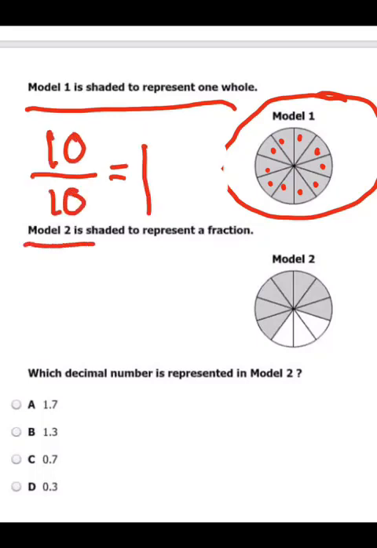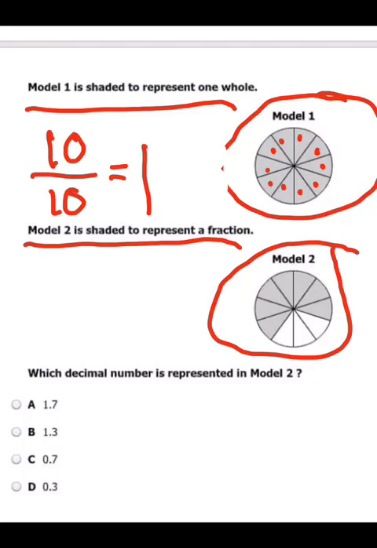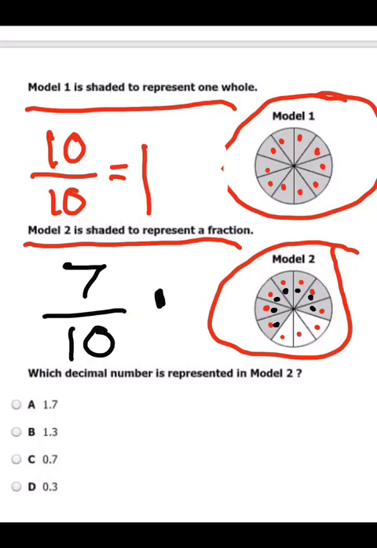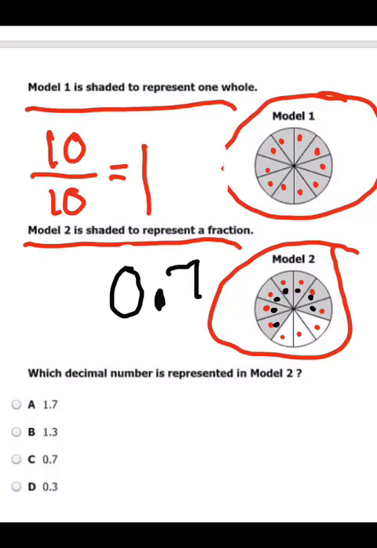Then it says Model 2 is shaded to represent a fraction. Well, it looks like the shape above. It has 1, 2, 3, 4, 5, 6, 7, 8, 9, 10 pieces, but only 1, 2, 3, 4, 5, 6, 7 of them are shaded. So 7 out of 10 are shaded. We would read this fraction as 7/10, which would be the same as writing 7 in the tenths place. The question is, which decimal number is represented in Model 2?